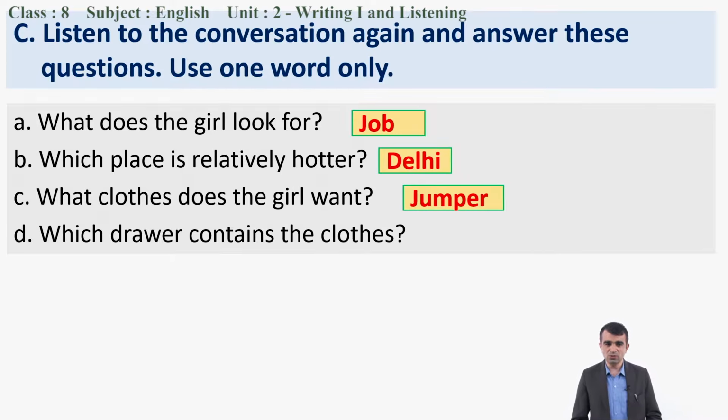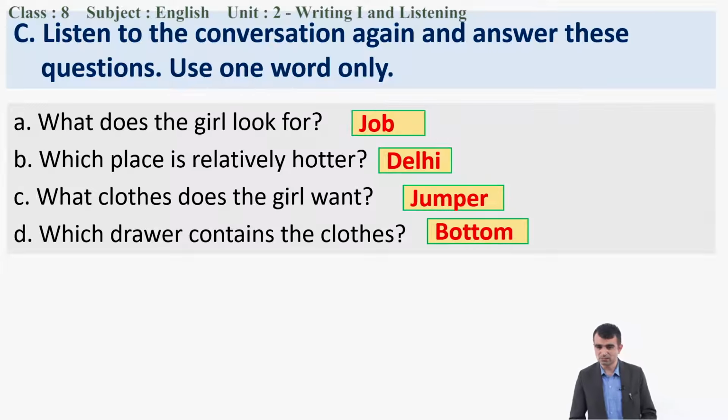Now, the last question, which drawer contains the clothes? Which drawer? Well, let's check. They're in the bottom drawer in our bedroom. Pick whichever one you like. Okay, what is it? Well, that is the bottom drawer. Is it? Bottom drawer. Well, now you have done very well.